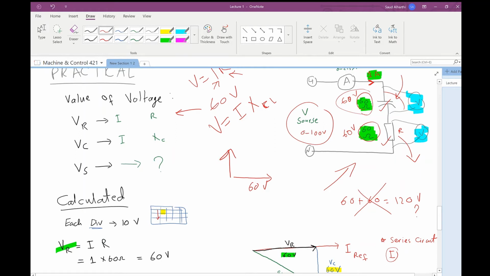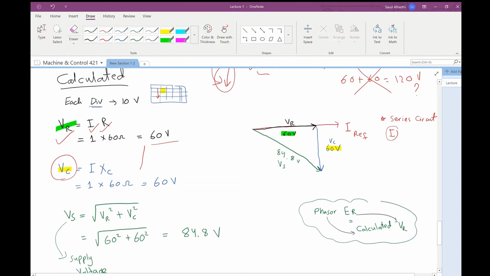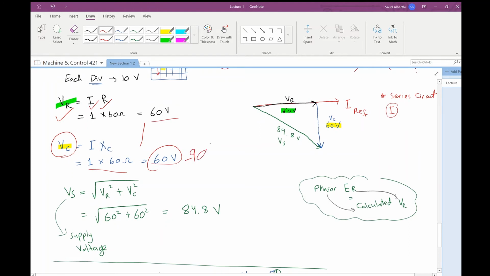So what I have to deal with is a 60 volt across the resistor and a 60 volt with an angle, either up or down, across either the capacitive or inductive load. Here we have a capacitive load, so we will have a minus 90 degree phase shift between the current and the voltage in the capacitive load. As I told you, if you multiply I by R, we will get 60 volt, and VC, the voltage across the capacitive load, will be 60 volt with a 90 degree angle.